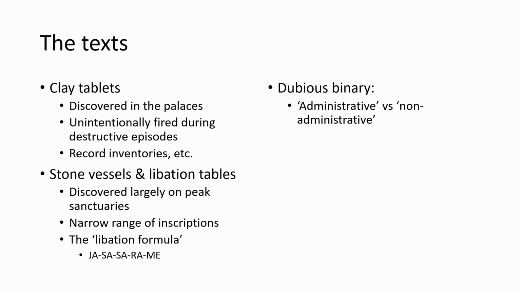The stone vessels and libation tables are thought of in the non-administrative category for two interdependent reasons. The first is their find context, as I said, commonly on these peak sanctuaries, and the second is what we call the formulaic nature of many of the inscriptions, that is, certain sign sequences which are repeated on stone. And one of these sequences is referred to as the libation formula, which I drew actually over there on that piece of paper. And this is because it's a series of signs repeated on many stone vessels, which we assume were designed to hold or pour ritually poured liquids.